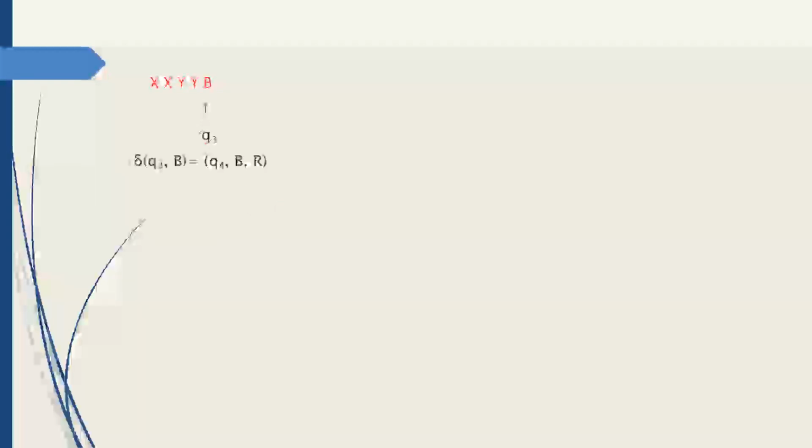When in Q3, if the blank space B is encountered, it indicates that all the inputs are read. If you are in the state Q3 and blank B is there, then we say to change the state to Q4 and replace B as it is, move the cursor to the right direction, where Q4 is the final state and the final configuration you are going to get is Q4.